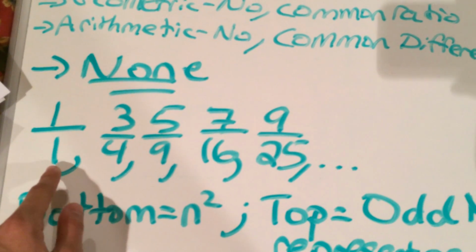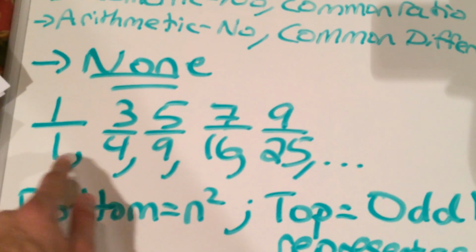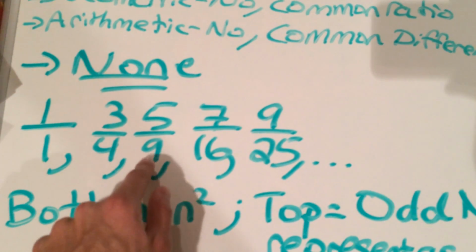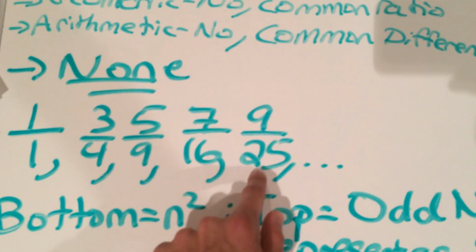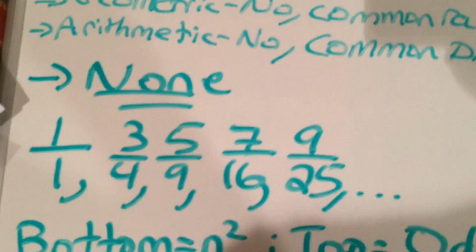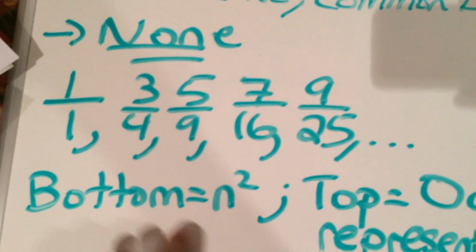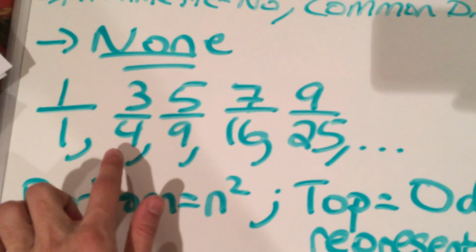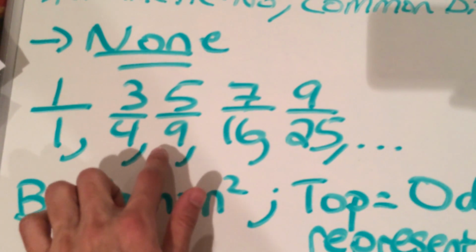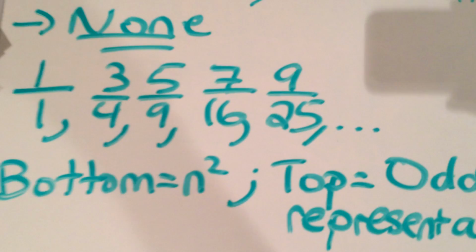The bottom are all the squares. 1 squared, 1. 2 squared, 4. 3 squared, 9. 4 squared, 16. 5 squared, 25. So the bottom is just n squared. So the first term, 1 squared. Second term, 2 squared. Third term, 3 squared, and so on.